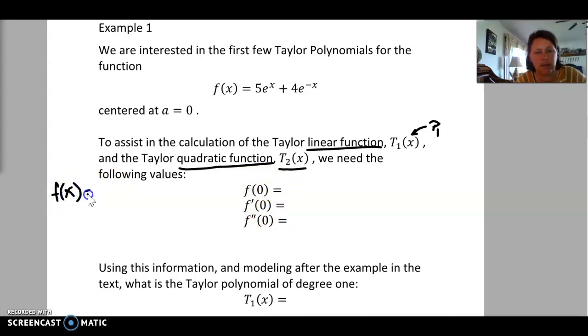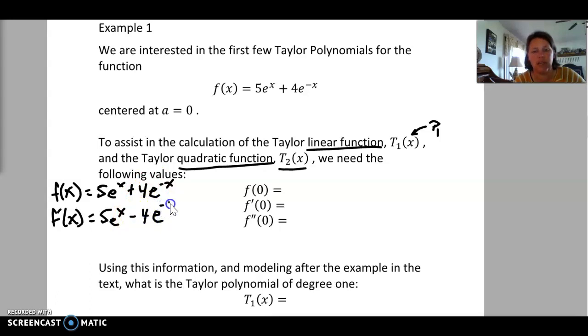So f of x is equal to 5e to the x plus 4e to the negative x. F prime of x is equal to 5e to the x. Now remember your chain rule on this one. It's all going to stay the same, but we do have to multiply it by a negative 1. So what that's going to do is change our sign here. So minus 4e to the negative x. Then f double prime of x equals 5e to the x. And again, our chain rule is going to change our sign. So bring that negative down. It's going to become positive 4e to the negative x.